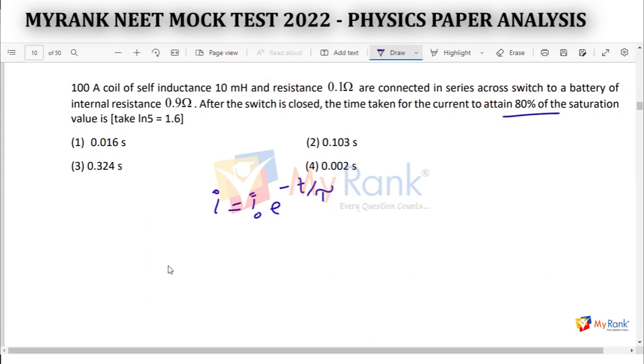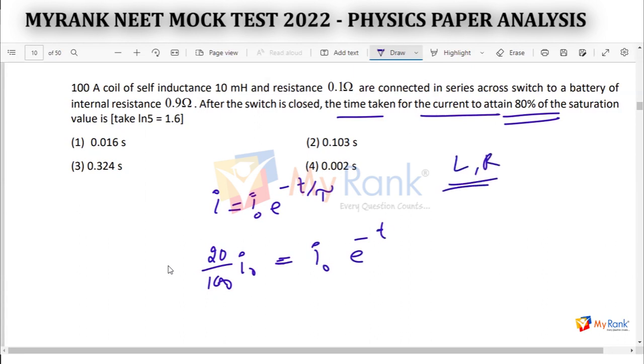So he's saying that the time taken for the current to attain 80% of the saturation value means the leftover current is nothing but 20% of the initial value, students. So therefore I naught e power minus t by tau. It's a case of LR circuit, students. So in an LR circuit the time constant is nothing but L by R, isn't it? It's nothing but L by R.